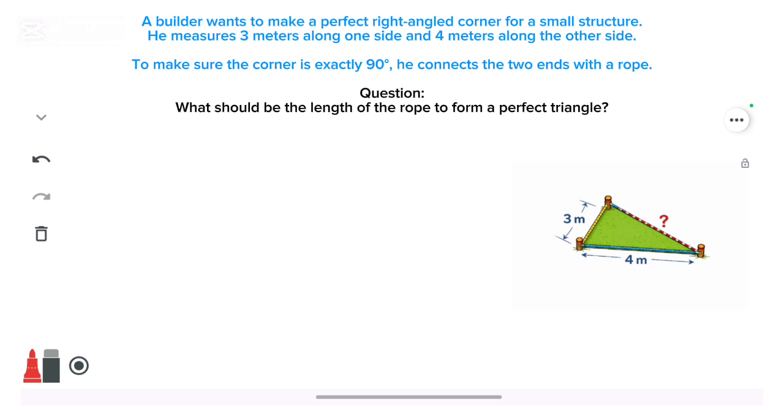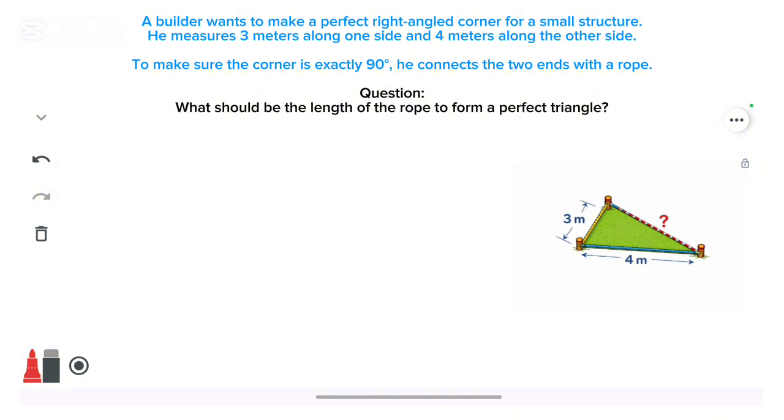He measures 3 meters along one side and 4 meters along the other side. So the corner is exactly 90 degrees, he connects the 2 ends with a rope, right here. Alright, so the question is, what should be the length of the rope to form a perfect triangle?